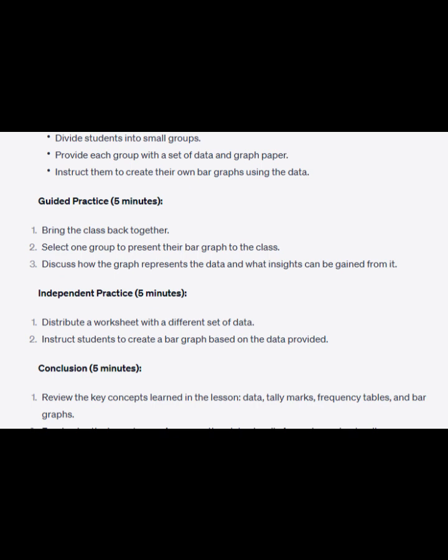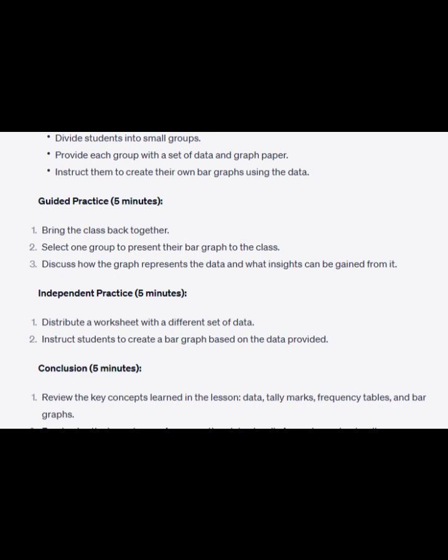Guided practice, 5 minutes. Bring the class back together. Select one group to present their bar graph to the class. Discuss how the graph represents the data and what insights can be gained from it. Independent practice, 5 minutes. Distribute a worksheet with a different set of data. Instruct students to create a bar graph based on the data provided.